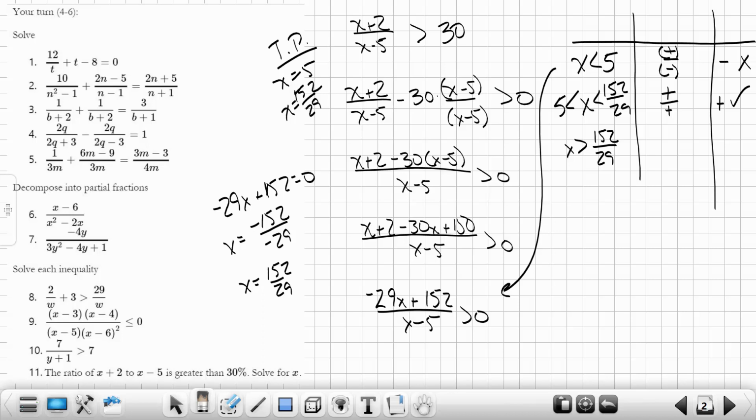I'll once again get a, well, I won't once again. Let's see. I will get a negative over a positive, which is negative. That doesn't work. So my answer is only x is between 5 and 152/29.